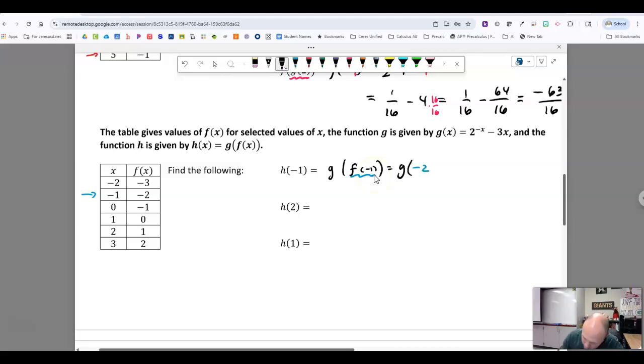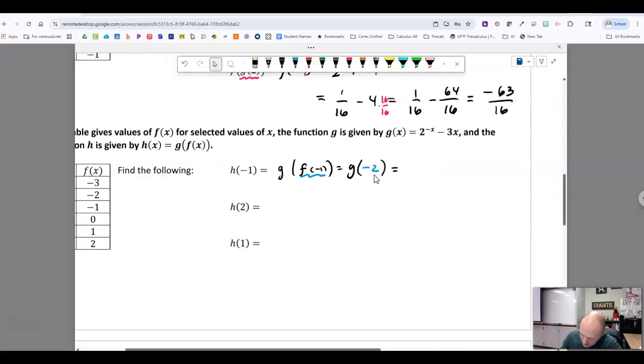So now I have to find g of -2, which gives me 2 to the power of -2, minus 3 times -2. So we end up getting 4 plus 6, which gives us 10. Not too bad, right? Start on the inside, work your way out.